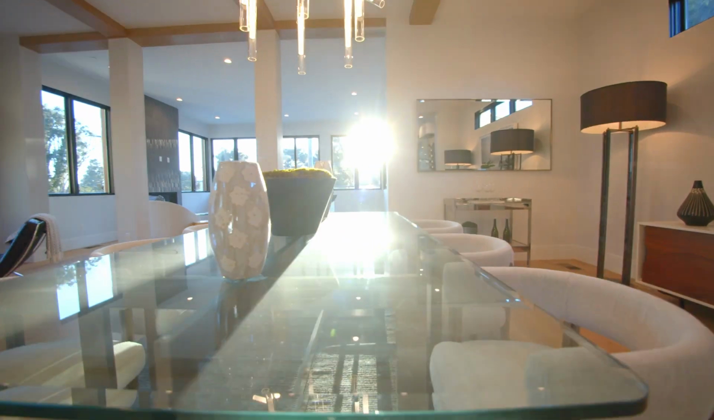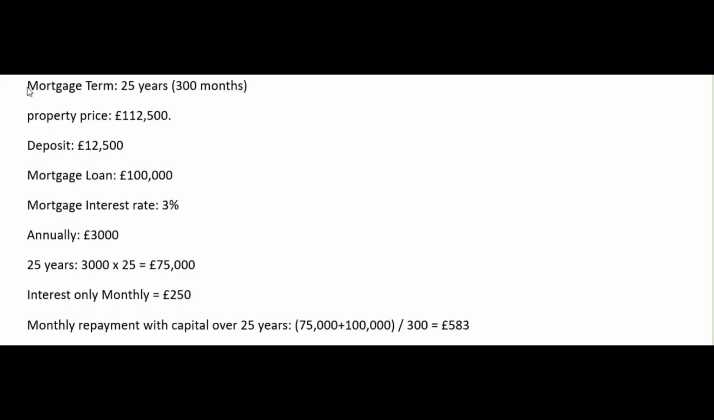Let me illustrate with a calculation for a residential mortgage. Let's say you are taking out a residential mortgage for 25 years, which is 300 months. The property price is 112,500, and if you put down an 11% deposit, which is £12,500, you are taking out a mortgage loan of 100,000, and the bank is attaching 3% interest, which annually is £3,000 interest only, and over the 25 years you will pay interest only of 75,000. If you divide that 75,000 by 300, you will get £250 interest only monthly. Your interest cost will be £250 a month.